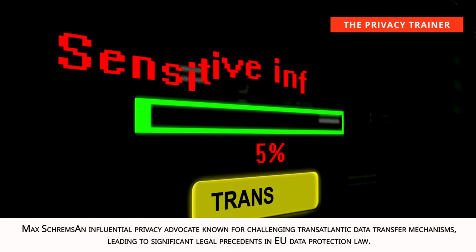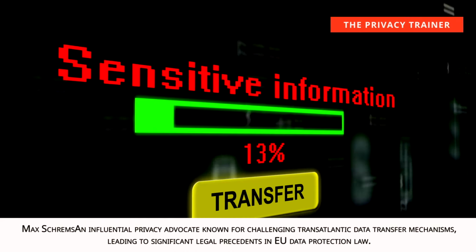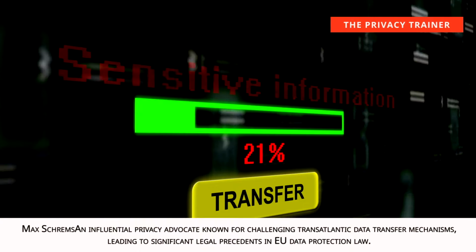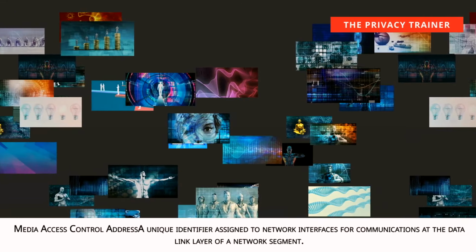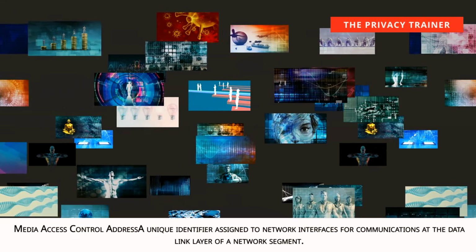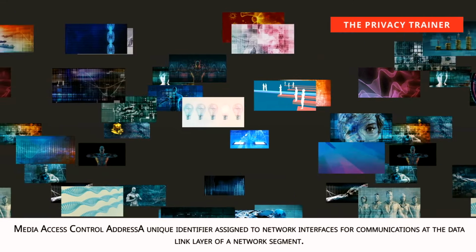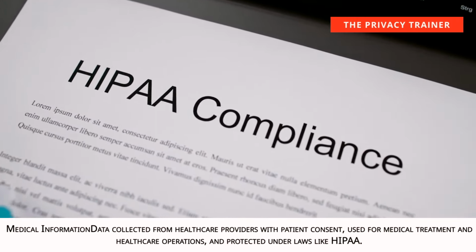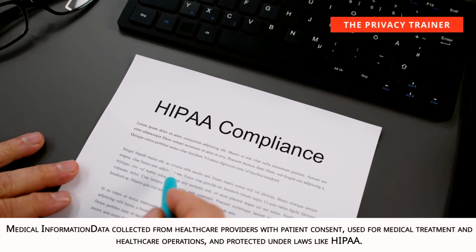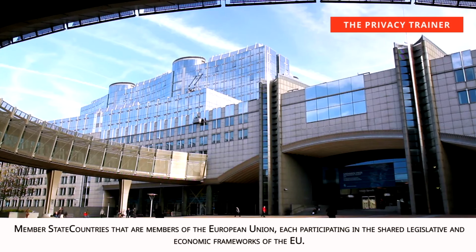Max Schrems: an influential privacy advocate known for challenging transatlantic data transfer mechanisms, leading to significant legal precedents in EU data protection law. Media access control address: a unique identifier assigned to network interfaces for communications at the data link layer of a network segment. Medical information: data collected from healthcare providers with patient consent, used for medical treatment and healthcare operations, and protected under laws like HIPAA. Member state: countries that are members of the European Union, each participating in the shared legislative and economic frameworks of the EU.